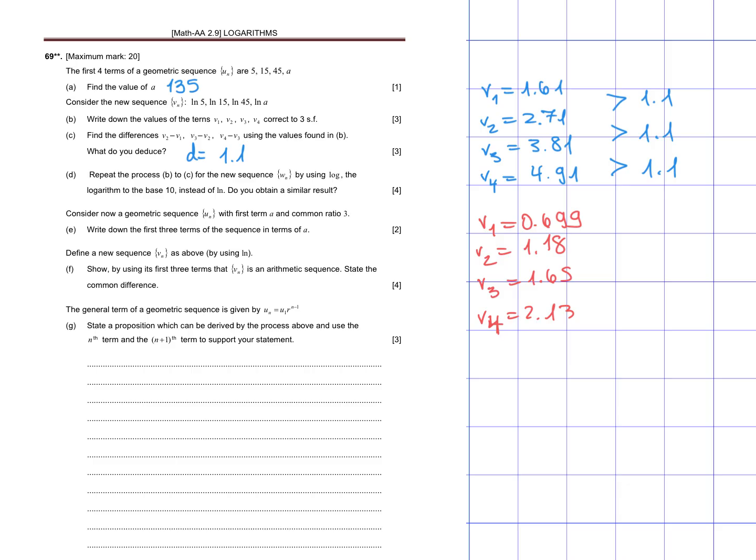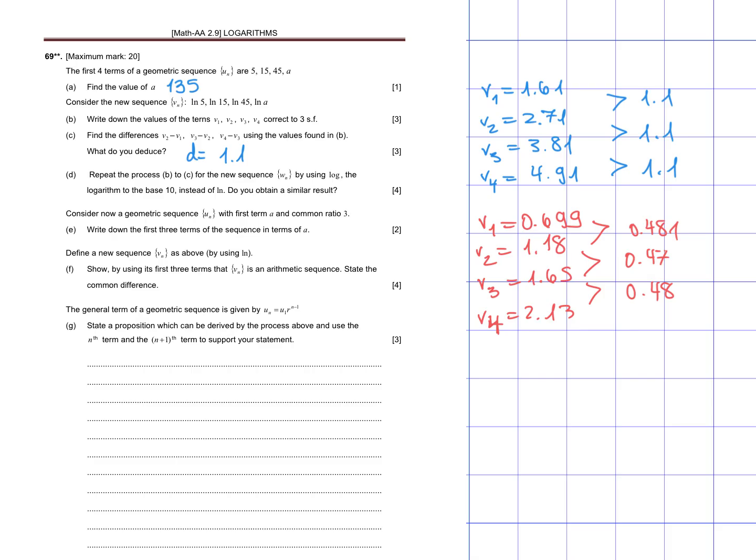Do you obtain a similar result? So the differences between these are 0.48, 0.47, and 0.48. So it's because we rounded, but they are very close. If you would have used the whole numbers, it would have been an arithmetic sequence as well.